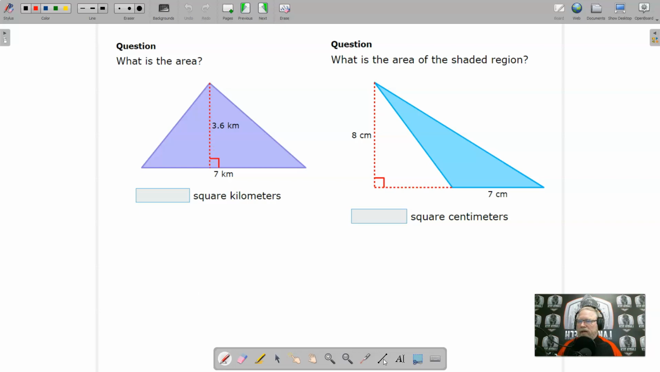Okay, area of a triangle. Well, let's go ahead and do the formula for that one first. The area of a triangle is equal to 1/2 times what we're going to call the base times what we're going to call the height. And the reason for this is I'm going to draw a rectangle here, and after that I can show you why the formula is what it is. So I have this rectangle here.